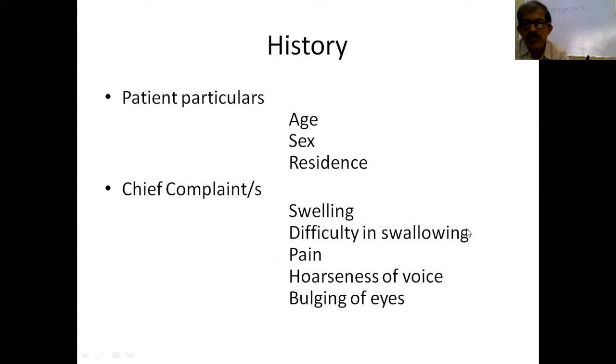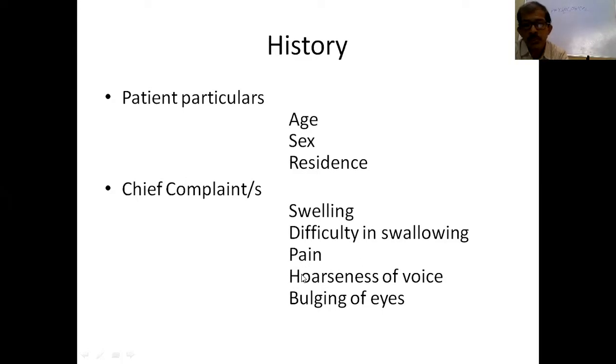So swelling, difficulty in swallowing, then pain. Pain is not a routine symptom in thyroid diseases, but still there may be pain, particularly in inflammatory conditions like thyroiditis, right? Even in benign conditions like multinodular goiter, if it is huge, the patient may have pressure over the nerves, thereby producing the pain, but that is not very common. The other situation where there may be pain is in malignancies where the nerves are involved. So, once again, pain means you have to think of either thyroiditis or malignancy.